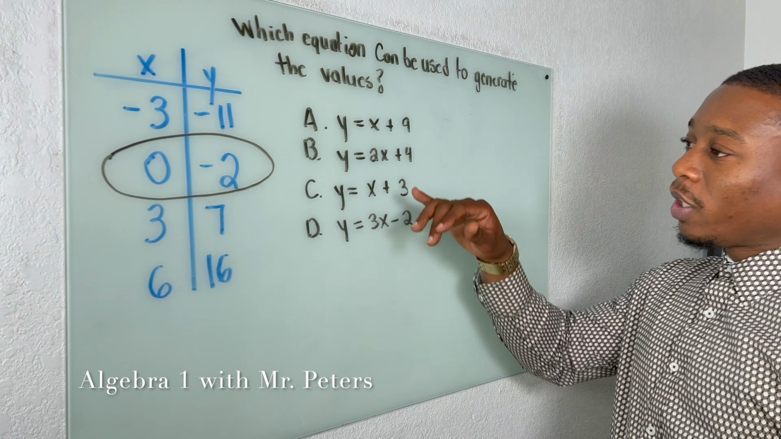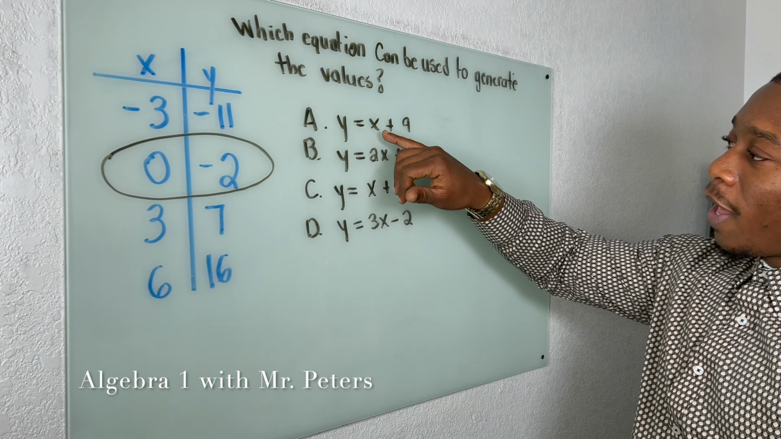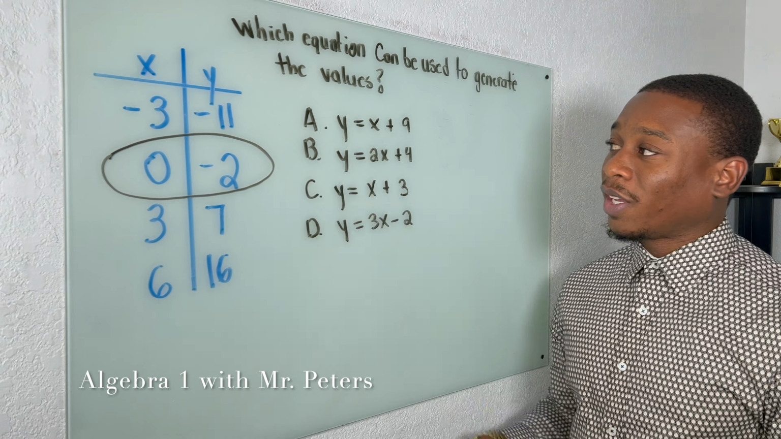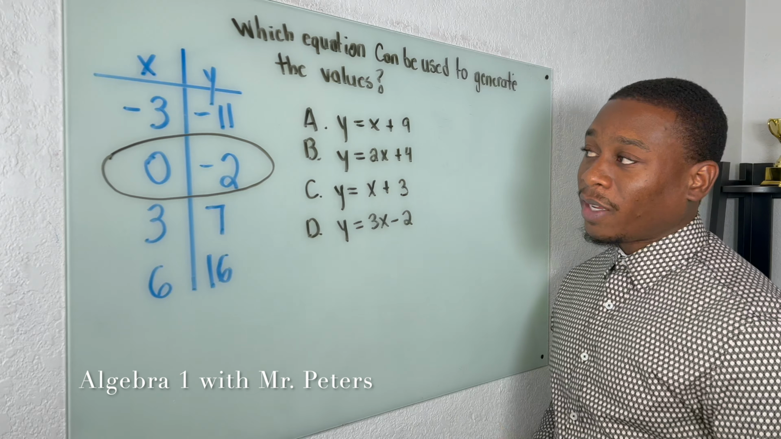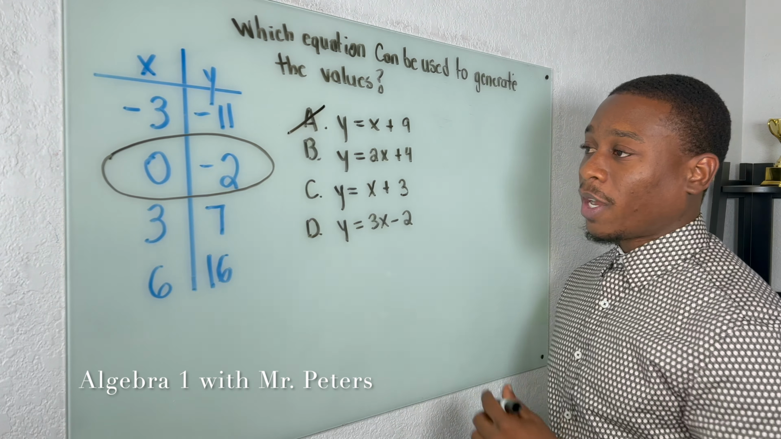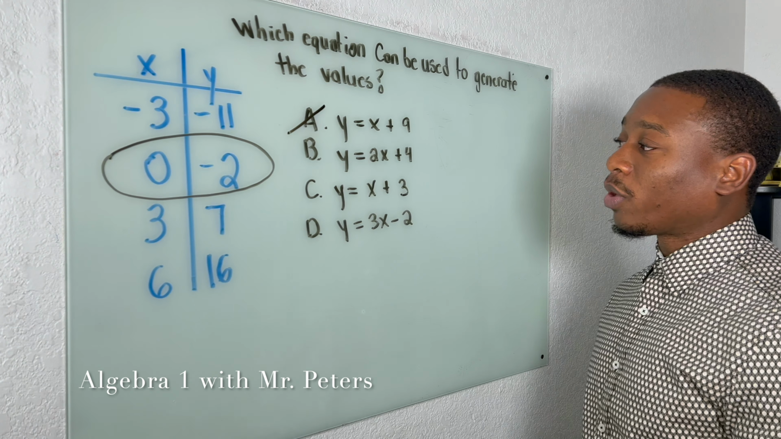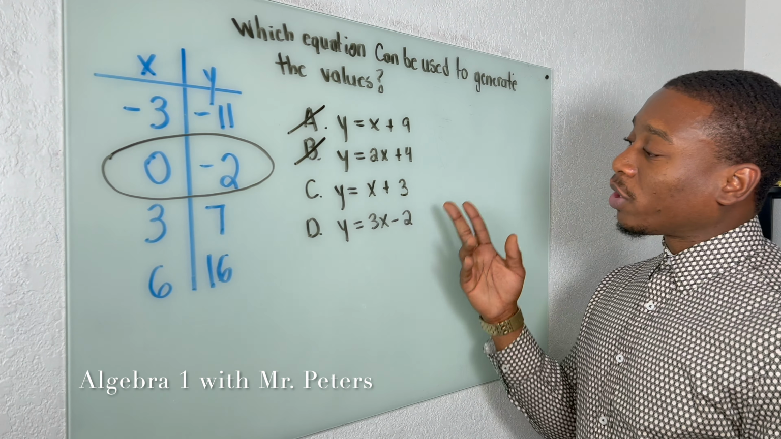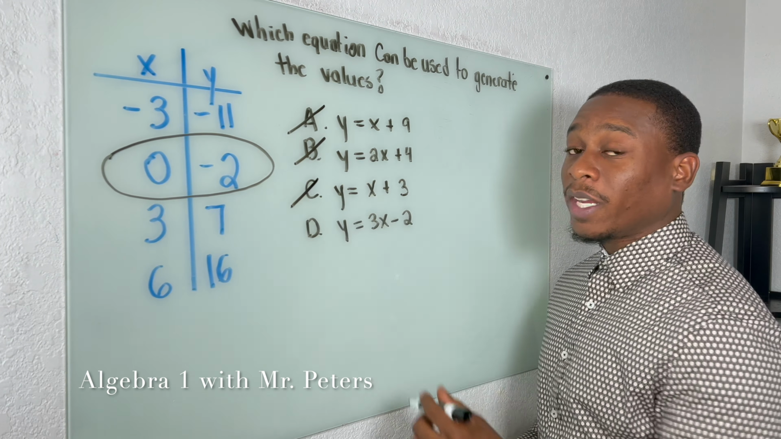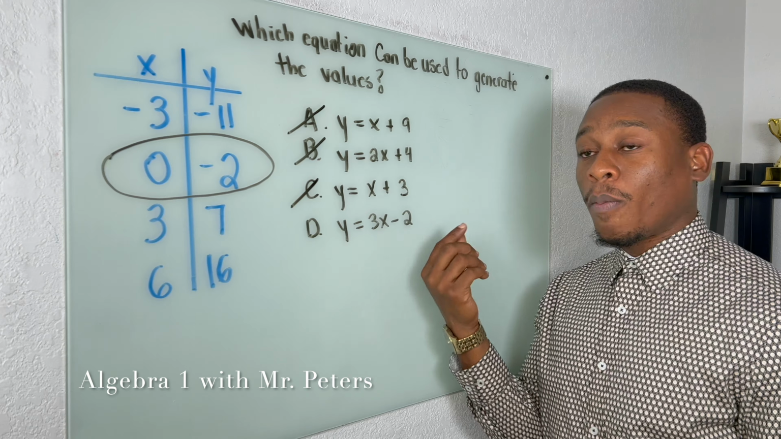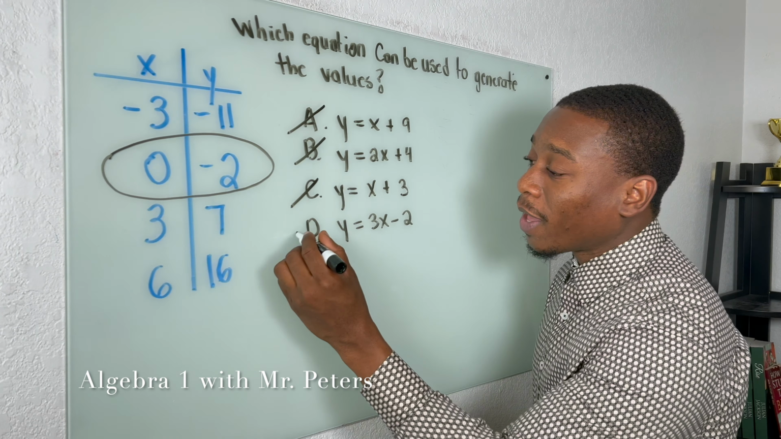So that means when I plug in 0 for x and I do what the equation tells me to, I should get -2 as an answer. 0 plus 9 is not going to give me -2. So we could cross that out. 2 times 0 plus 4, that's not going to give me that either. 0 plus 3 is not going to give me that either. But 3 times 0 is 0 minus 2 will give me that answer.